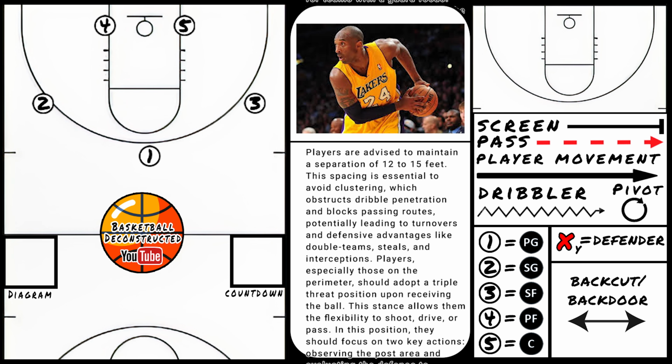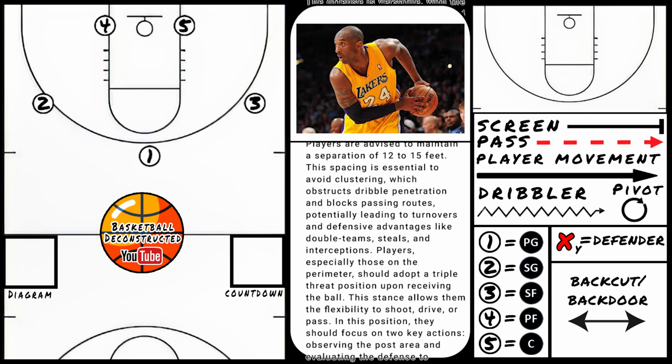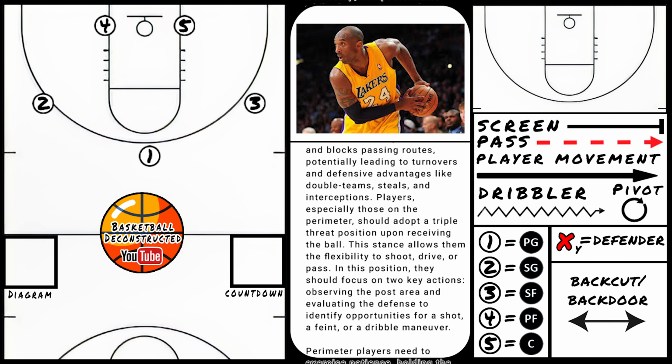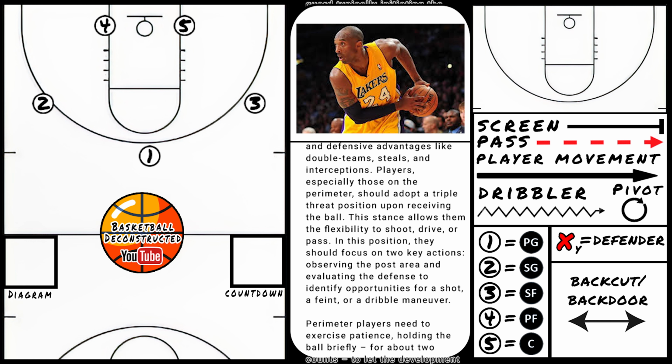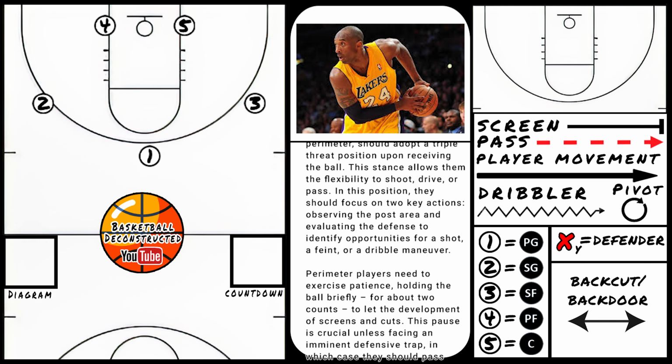Players, especially those on the perimeter, should adopt a triple threat position upon receiving the ball. This stance allows them the flexibility to shoot, drive, or pass. In this position, they should focus on 2 key actions: observing the post area and evaluating the defense to identify opportunities for a shot, a feint, or a dribble maneuver.